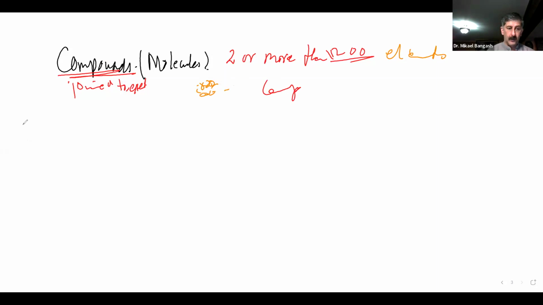Clear? Okay, what holds these elements in the compound together is going to be bonds.